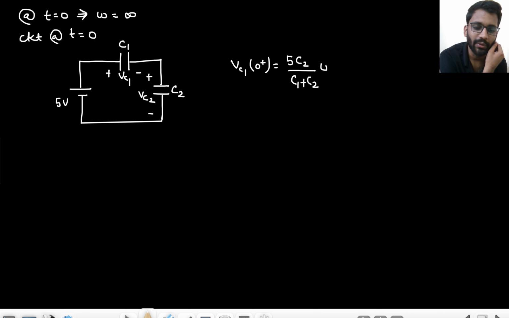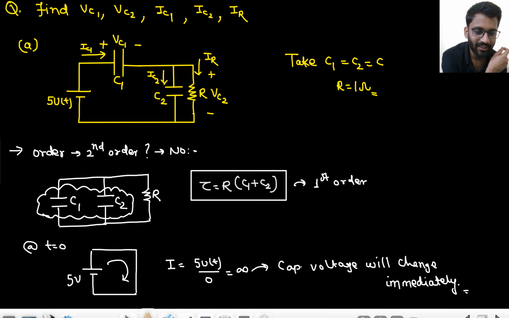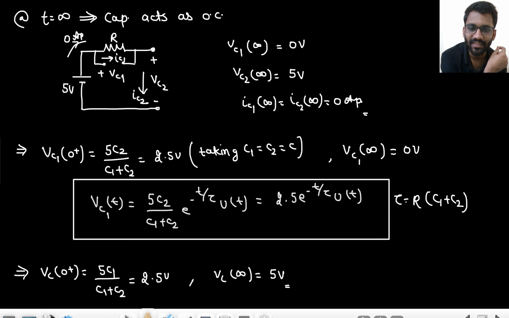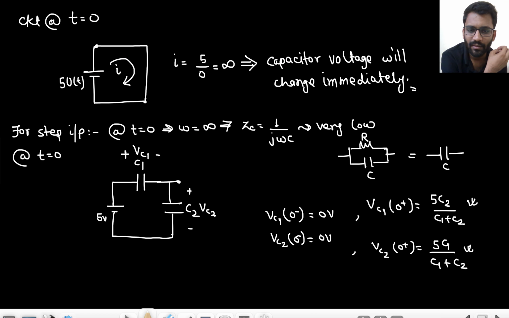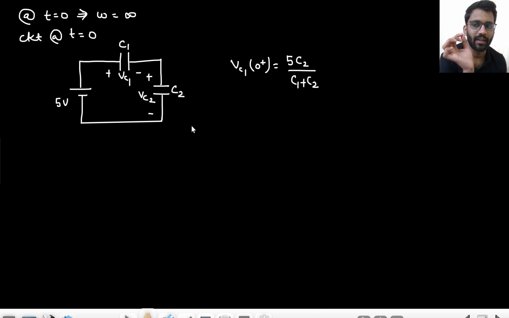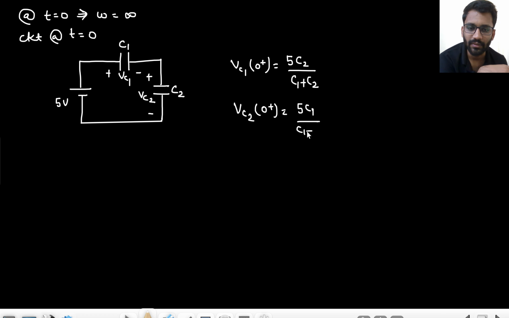into U, not UT. Here I will not write UT. Did I write UT there in the previous analysis? I hope I didn't write UT. Yeah, I didn't write UT because we are talking about a particular time at t equals to 0 only. So why should we write UT? We can write U of 0, that is 1 only. So just forget it. So VC2 at t equals to 0 plus, that would be 5 into C1 upon C1 plus C2. Right? So this will be the value of VC1 0 plus and VC2 0 plus.